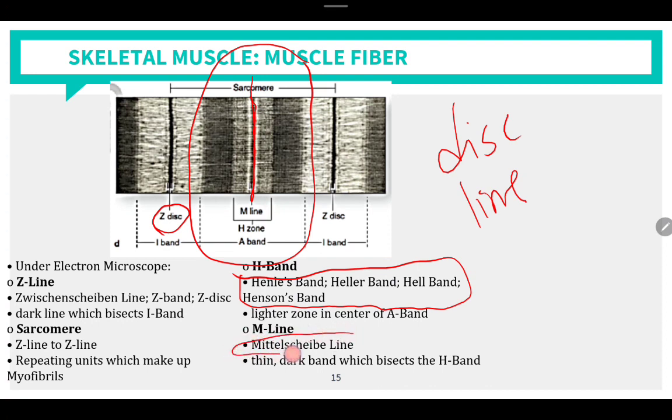Okay, ito yung pangalan niya. Feel ko kung mga Russian guro ata yung mga nakadiscover ani, no. So they are thin and dark bands which bisect your H band. Okay, don't worry, guys, you'll be learning more kung paano anong function nila, no, as we go through with the discussion. So I hope you listen carefully and do take notes.